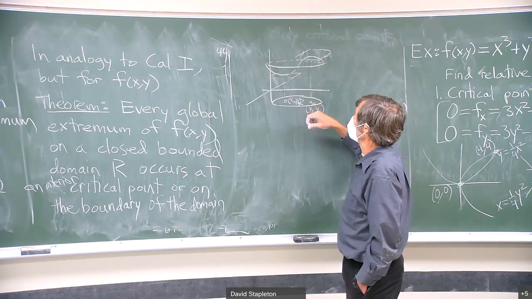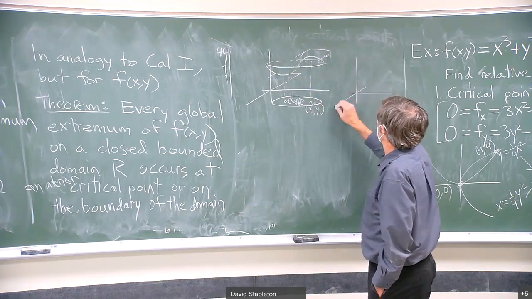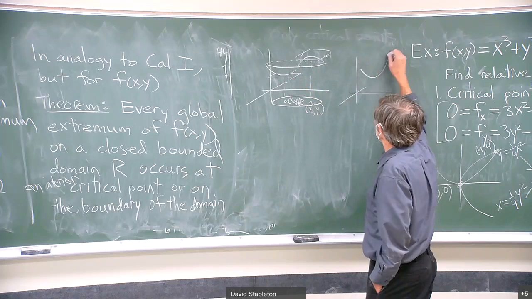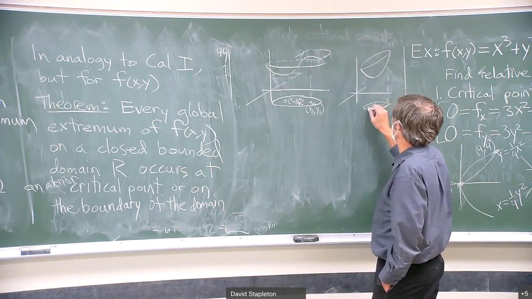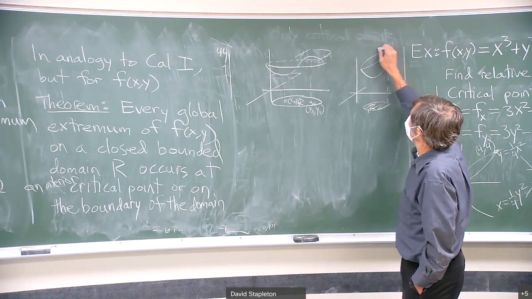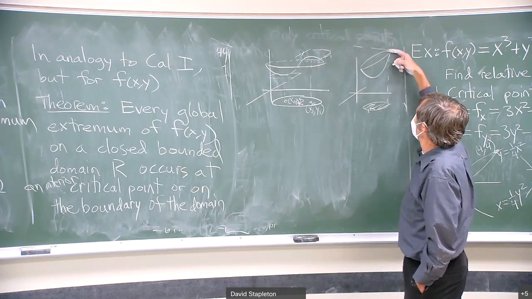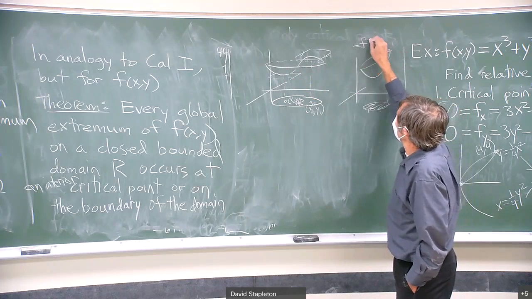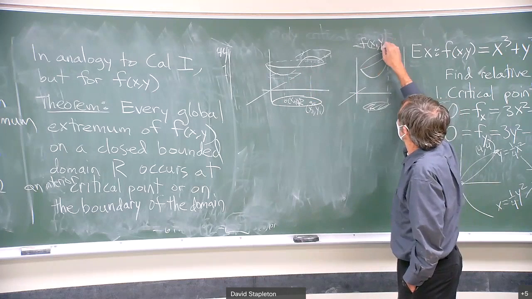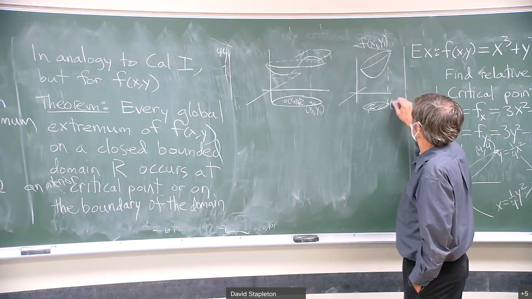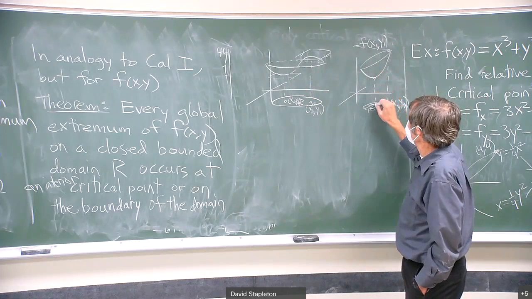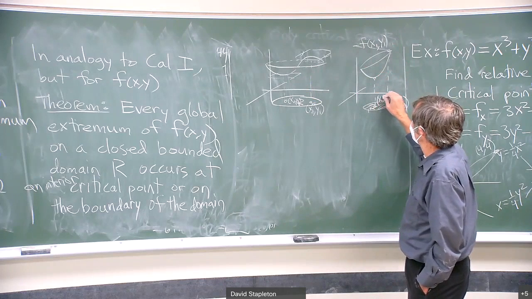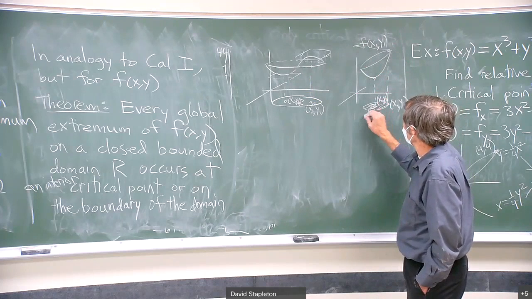But it can occur at a boundary, right? If I have a region like this, the global maximum, so here's the domain of definition in the xy plane. The global maximum occurs at this point and has this value, f. So the global maximum is f of x1, y1 at a boundary point. But the global minimum is an interior critical point, x0, y0.